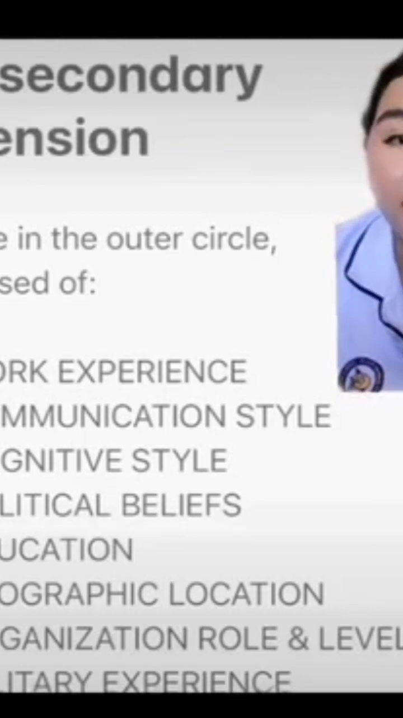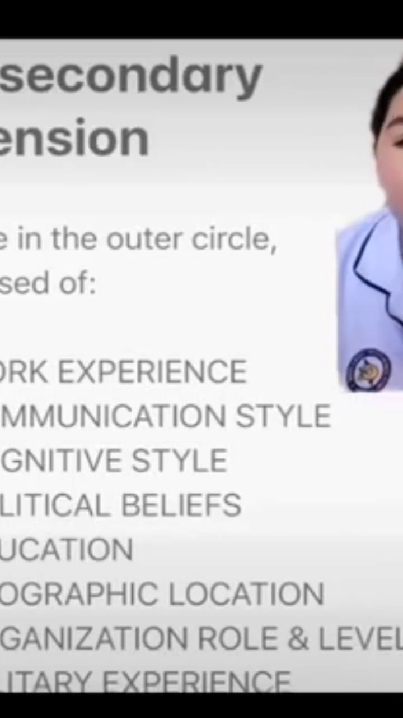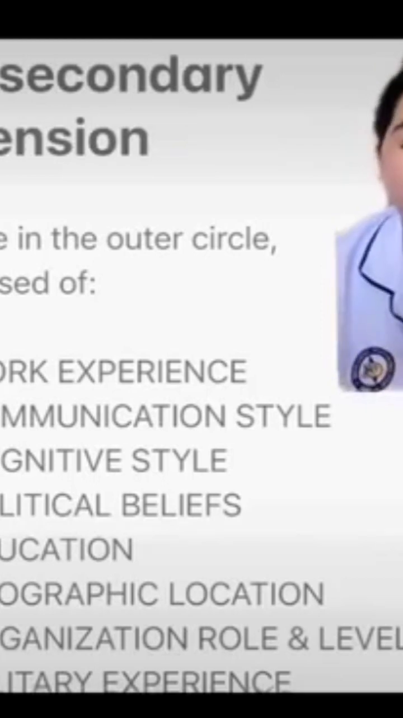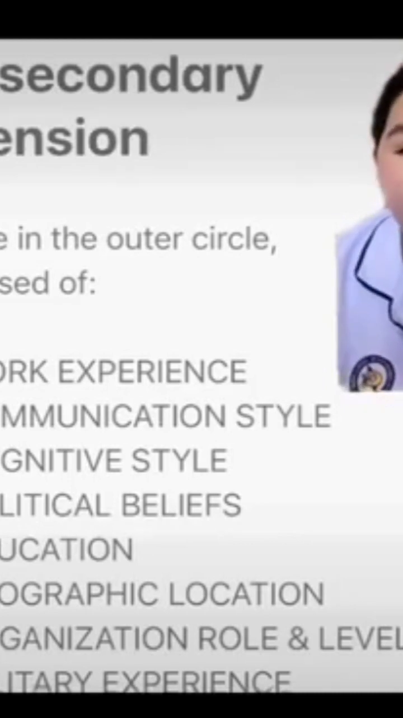Yung yellow circle, yun yung secondary dimension. So it is composed of work experience, communication style, cognitive styles, political beliefs, education, geographic location, organization role and level, military experience, work style, first language, and family status.